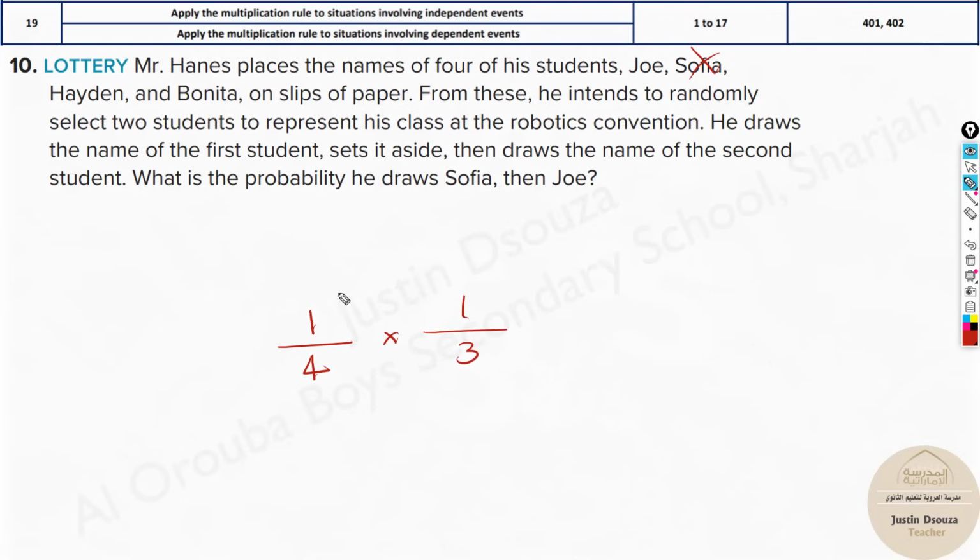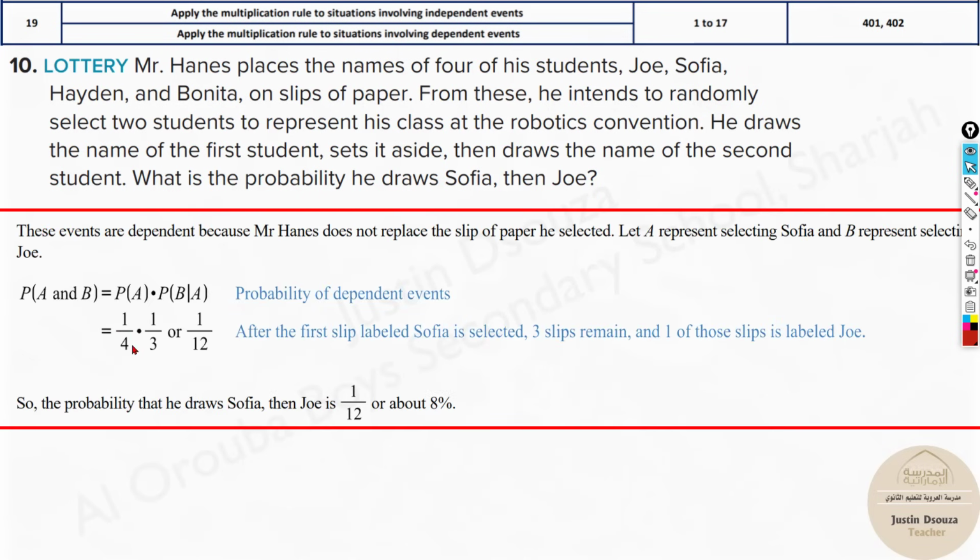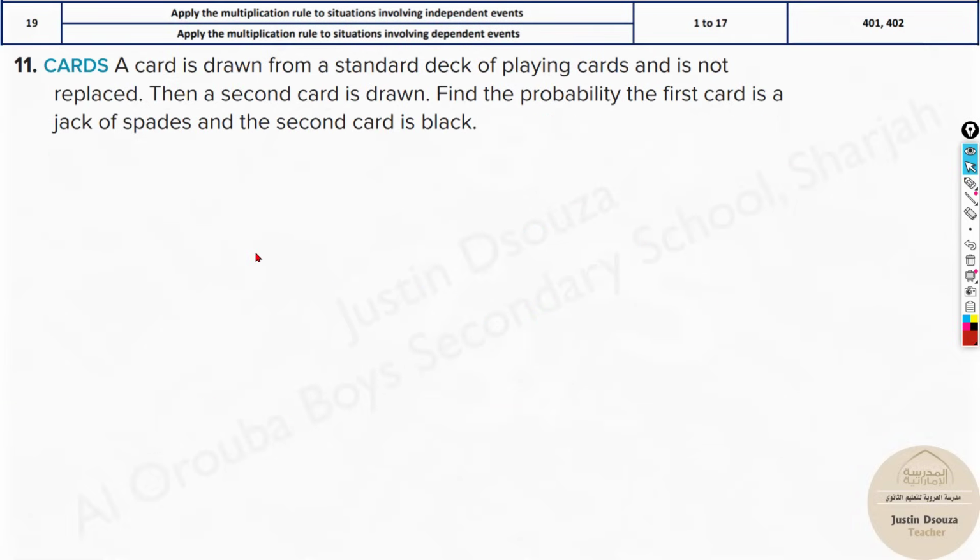1 Joe, that's it. So 1 by 4 into 1 by 3, just solve it up. It'll be 1 by 12. That would be the probability. You need to understand this is a dependent event and then we do it. 1 by 4 times 1 by 3. That's the answer. It's about 8%. So please make sure you mention this. It's a dependent event as well.